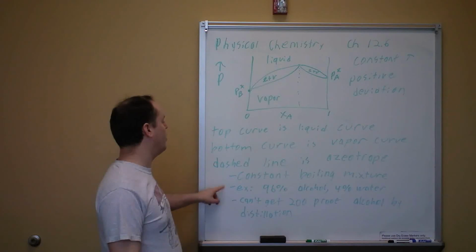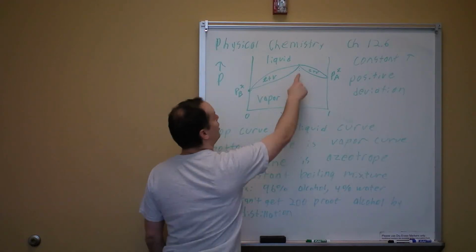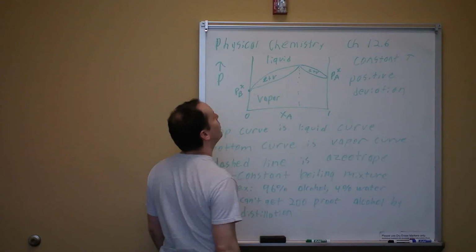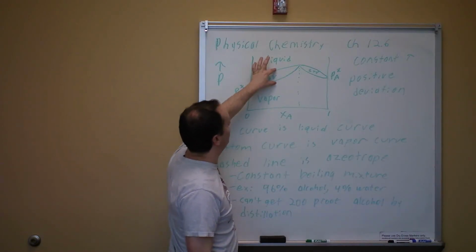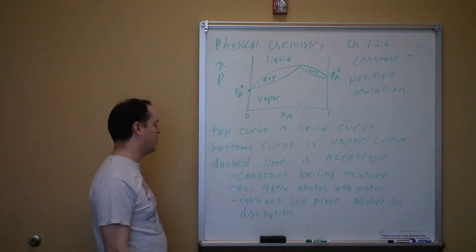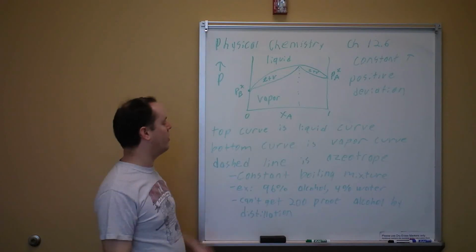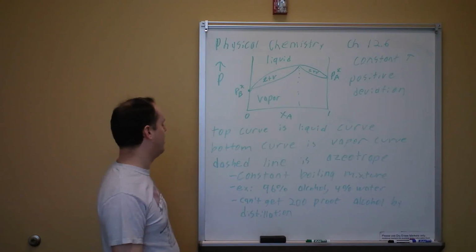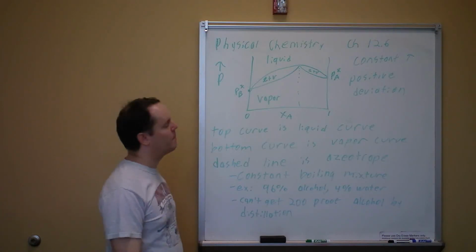So this is also known as a constant boiling mixture, because with this composition, you're going to boil off at one certain pressure, one certain temperature, as opposed to any other composition where you have a whole range of pressure to boil off over. Now one example, of course, would be ethyl alcohol, 96% ethyl alcohol and 4% water. This is why if you're making vodka or whatever, you can't make 200 proof alcohol just by distillation.